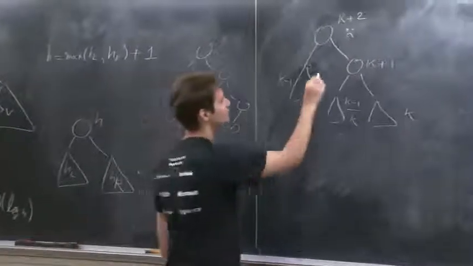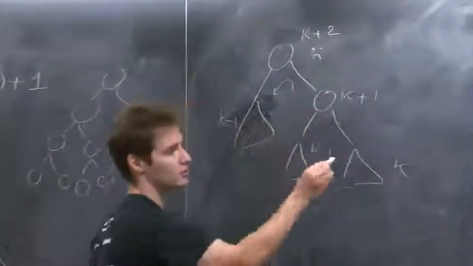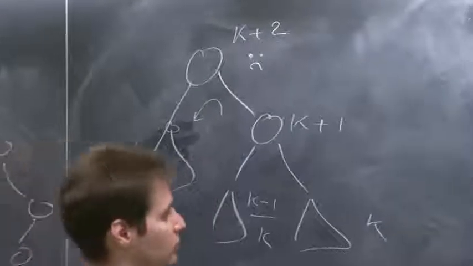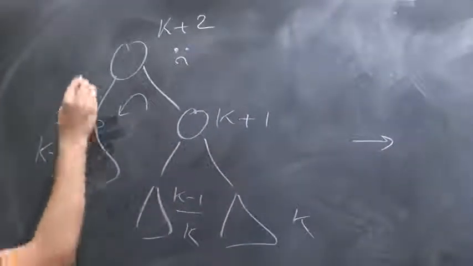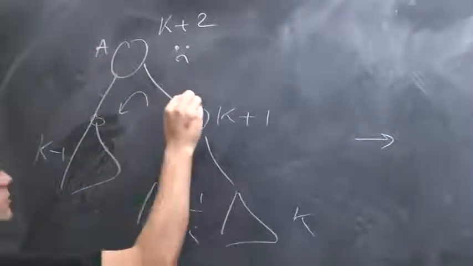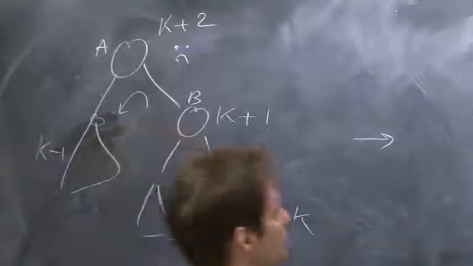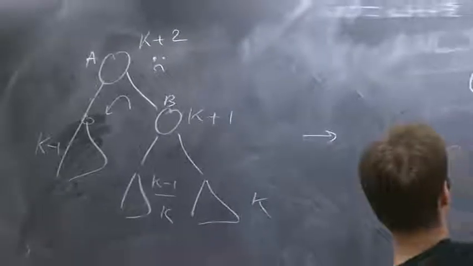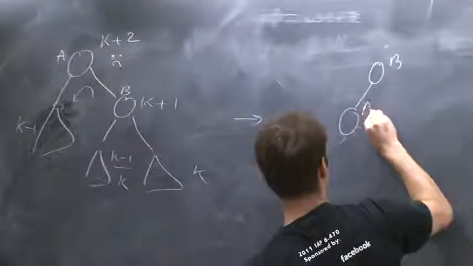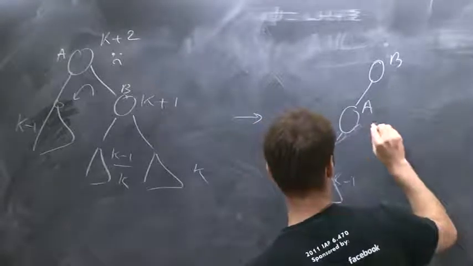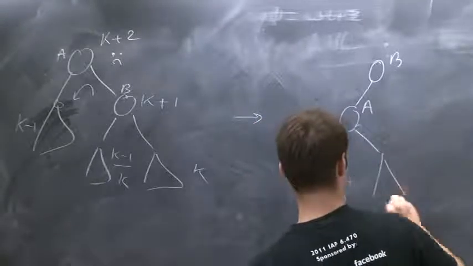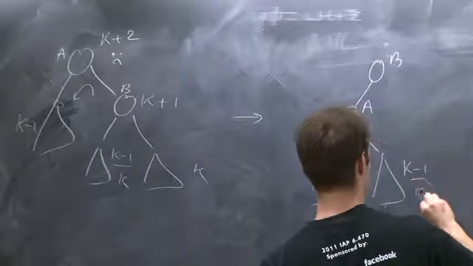All right. So it better be a rotation, right? Because we spent so much time figuring out how to rotate. Let's see what happens if we rotate this way. And the way to keep track of this is I'm going to label my nodes. B, A. Left child of A has height k minus 1. This guy is k minus 1 or k.